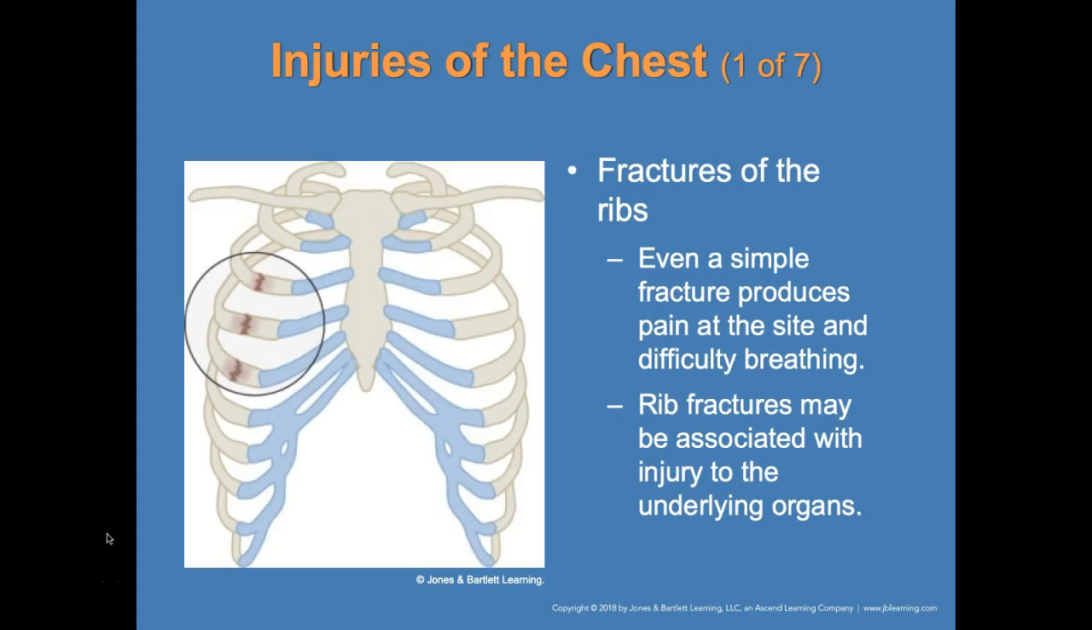All right, fractures of the rib. Even a simple fracture can produce pain at the site and cause difficult breathing. It might be so intense the patient cannot get a good breath, feels like they're not getting enough oxygen. Remember that rib fractures may also be associated with injury to the underlying organs. Those ribs are there to protect those thoracic organs. Any injury to those can cause injury to those organs as well.